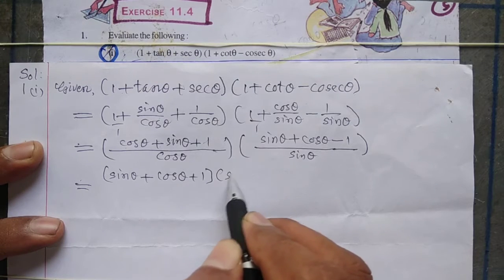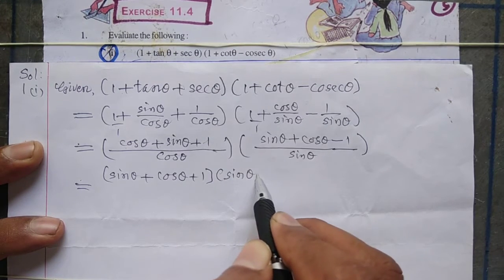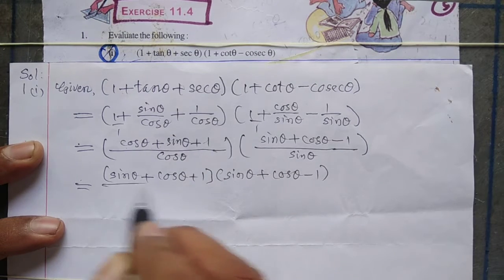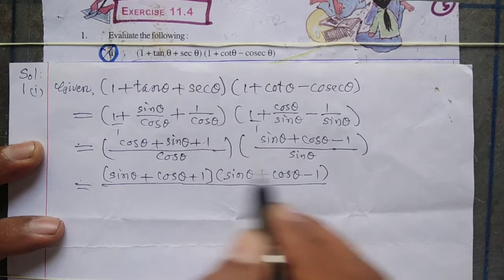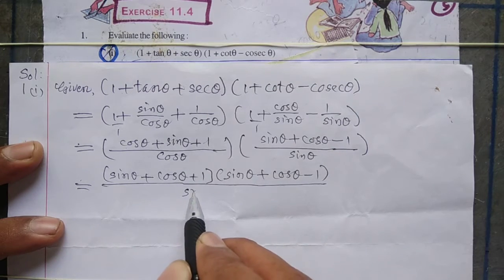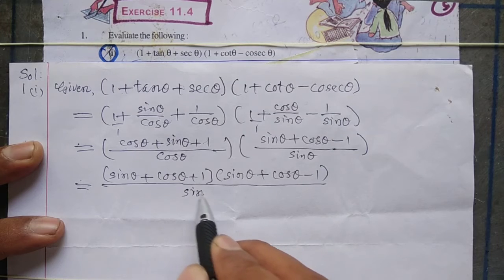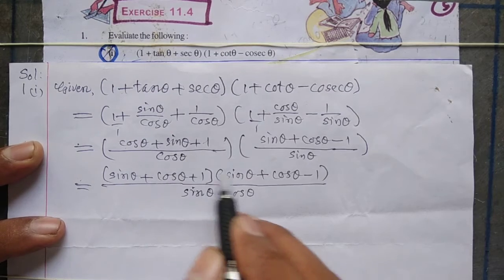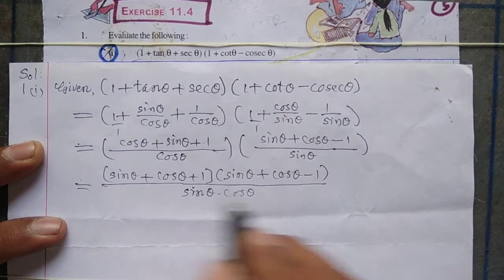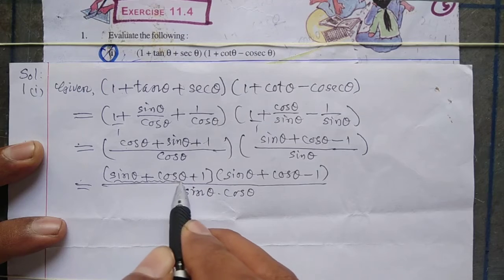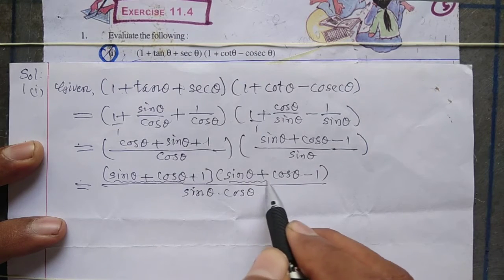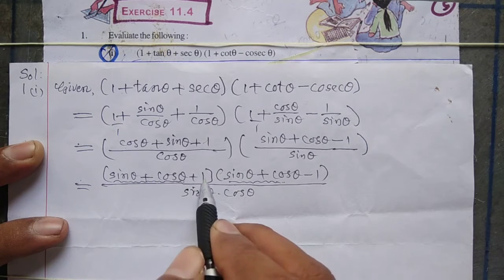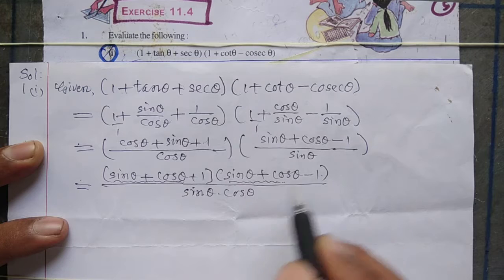into sin theta plus cos theta minus 1 by sin theta into cos theta, sin theta into cos theta. Just I changed the order. So sin theta plus cos theta, here sin theta plus cos theta, same. So these are a plus b into a minus b.